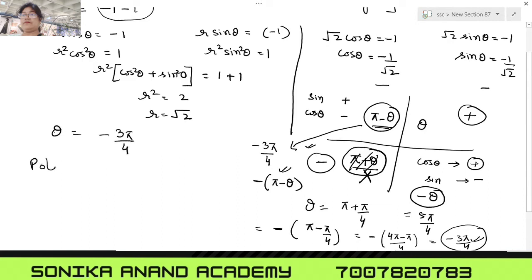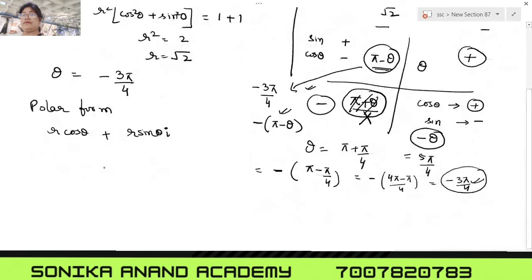So polar form is what? R cos theta plus R sin theta into I. Cos of minus 3 pi by 4, plus R sin of minus 3 pi by 4 into I. Finish. Yes, ma'am. Completed.